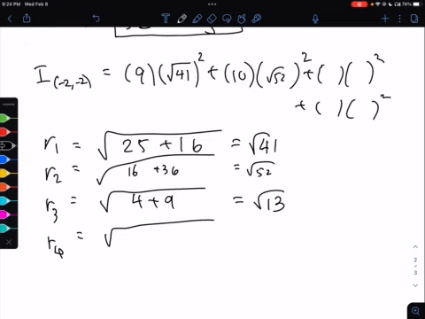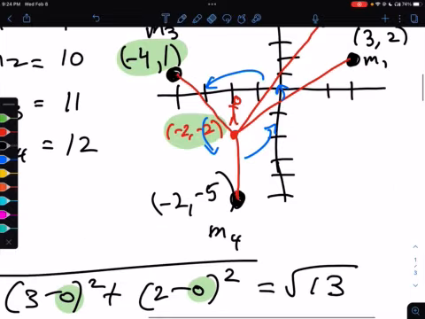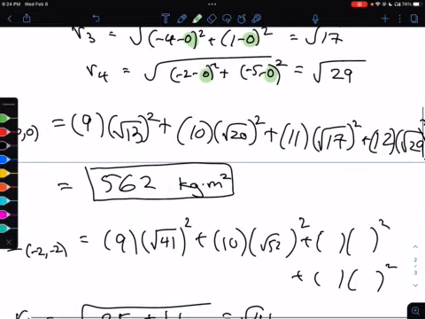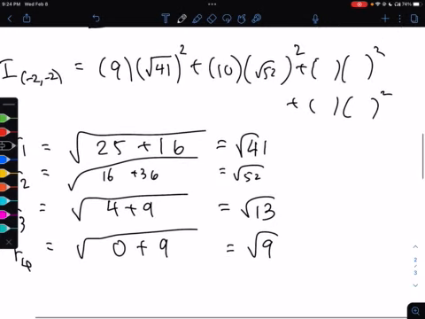And then lastly, R4. R4 would be connecting our center of rotation, -2, -2, to this point, -2, -5. When you subtract the x's, you get 0. When you subtract the y's, you get -3. I said 0, and I said -3. So you square those to get 0 and 9. So these would be a 0 and a 9, so it's square root of 9. Okay, so we actually have everything we need.